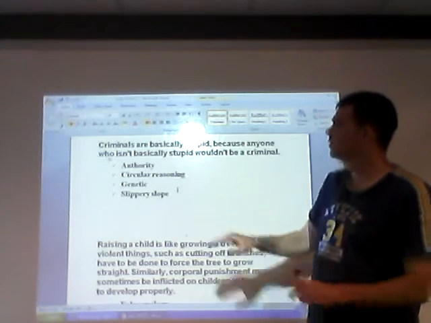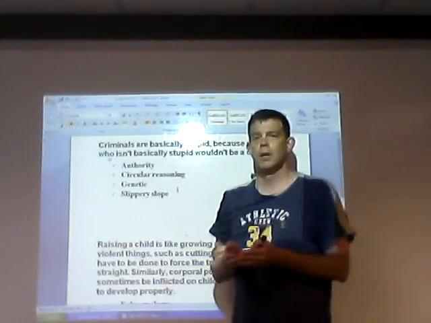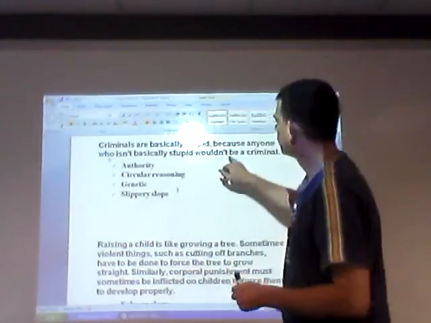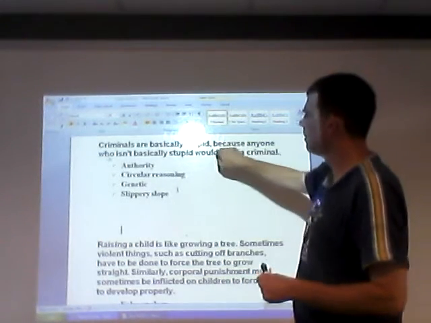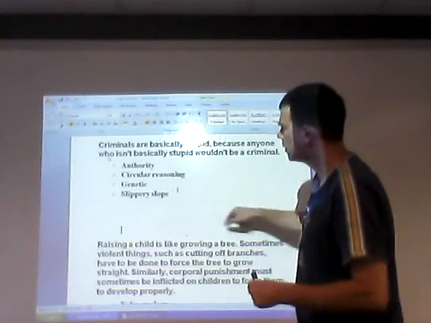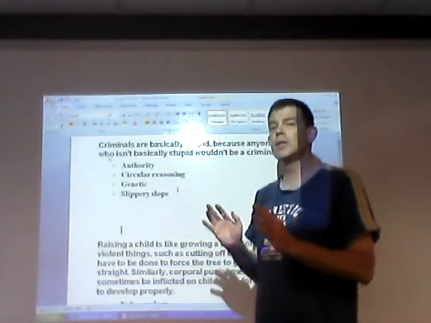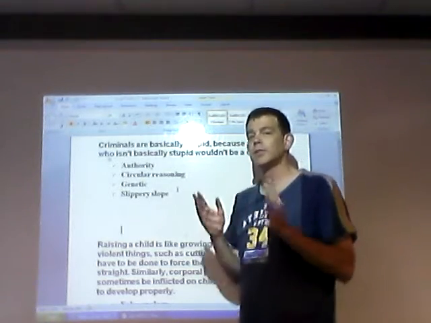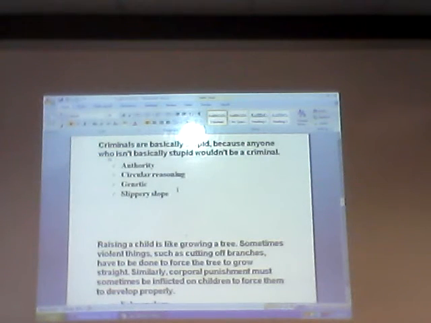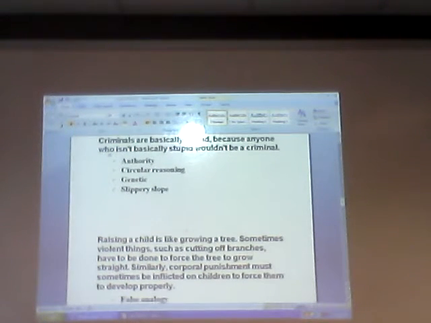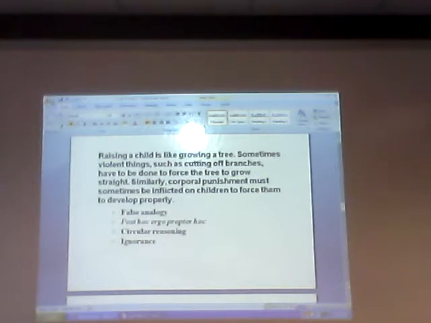In this case, this is what's called circular reasoning, where it just kind of leads you around and around, because it's basically, if you're stupid, you're a criminal. If you're a criminal, you're stupid, and you get locked into that and keep spinning around. So in this case, this is a fallacy of what is called circular reasoning. So if you get one like that, that's what you're looking for. This is one of my favorites.